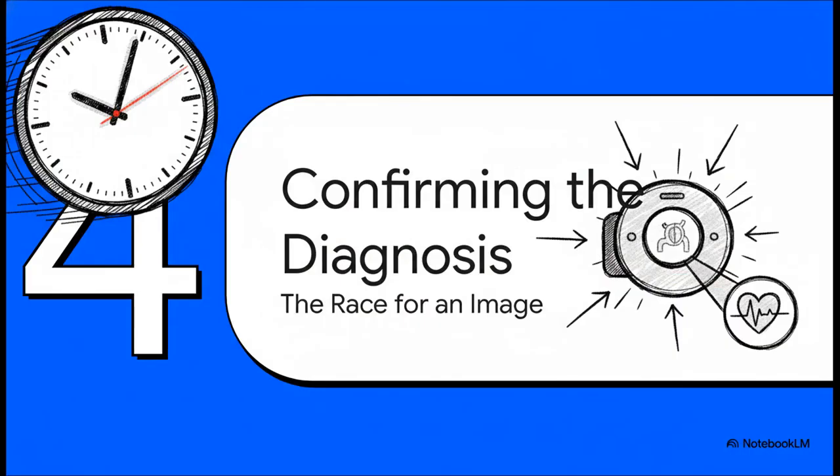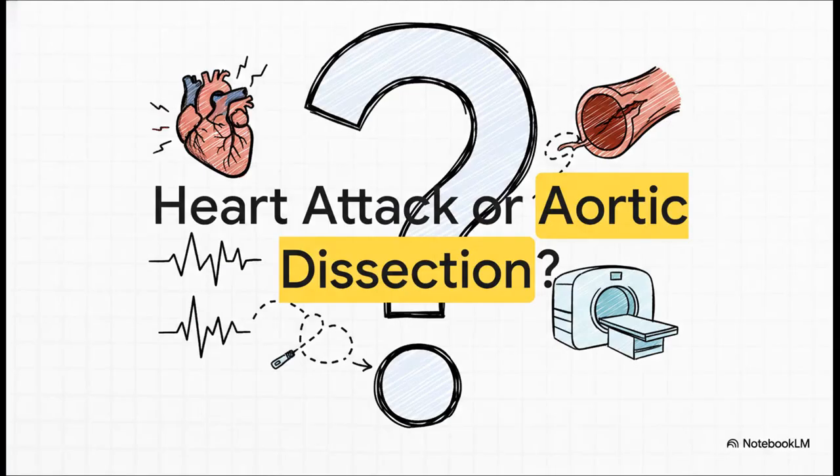All right, you've got a strong suspicion. Now you have to prove it, and this is truly a race against time to get that definitive image. This is the million-dollar question in the emergency department. The chest pain can look and feel exactly like a massive heart attack. So an immediate ECG is an absolute must. Why? Because the treatment for an MI, thrombolytics, blood thinners, would be an absolute disaster, literally fatal, for a patient with an aortic dissection.